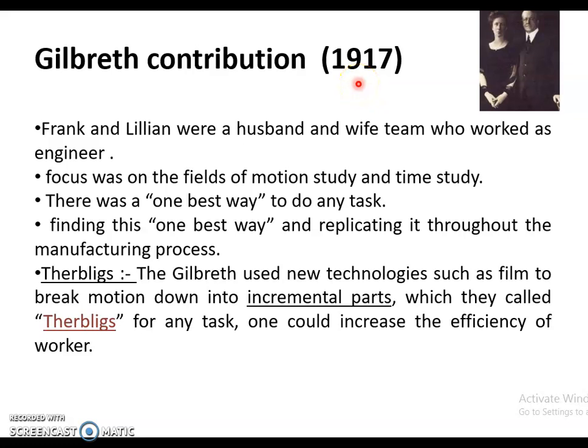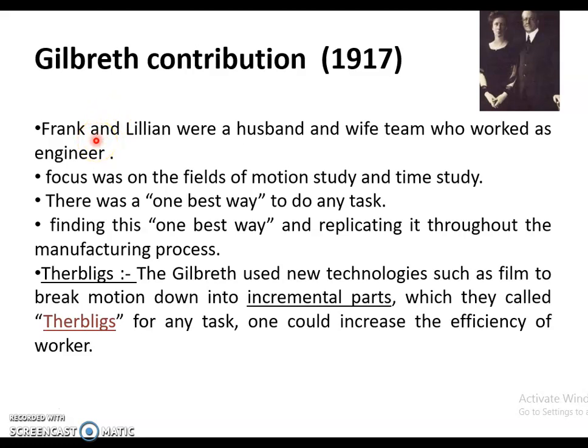The Industrial Revolution resulted from the advent of new inventions, especially in the textile industry, then the steam engine, then advances in metal cutting and the production of machine tools. There are various contributors to industrial engineering, and a few of them are Gilbreth and Taylor. Let us discuss the first contributor here, that is Gilbreth.